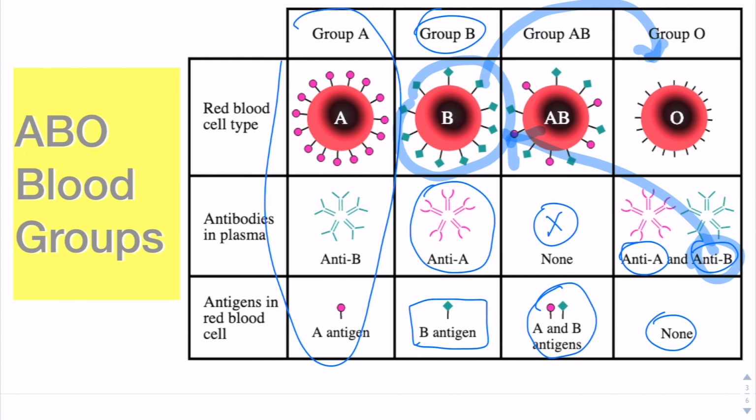Okay, so this process is actually called agglutination. So the donor's red cells, which are mine, will be clumped together in your blood, so it is risky for you.